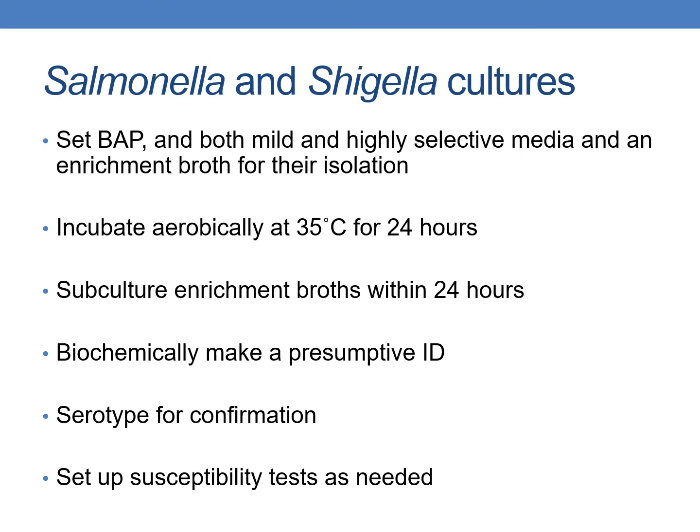Then we can biochemically or metabolically make a presumptive identification. Then we have to serotype it in order to give that information to the state health department. We can set up susceptibility tests as needed. Again, typically Shigella needs susceptibility testing, but Salmonella typically does not.